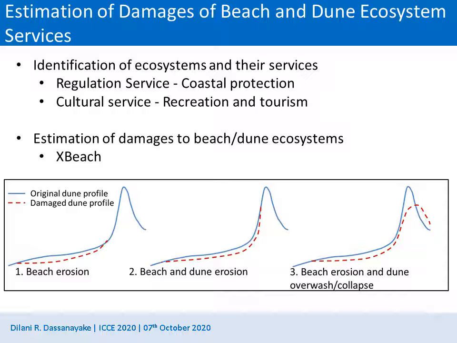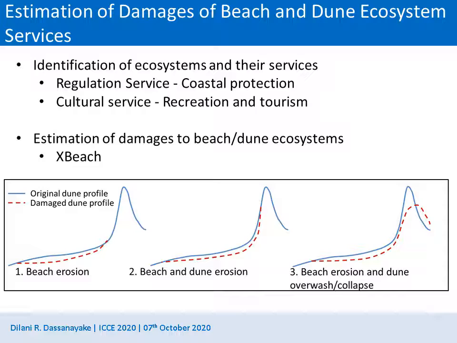First, the services provided by beach dune ecosystem are identified. In this case, two major services are considered: coastal protection as a regulation service and recreation and tourism as the cultural service. Beach and dune ecosystem damages are estimated using XBeach modeling. XBeach provides the changes of dune profiles for the given wave conditions.